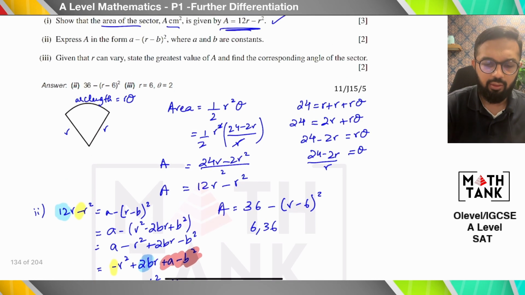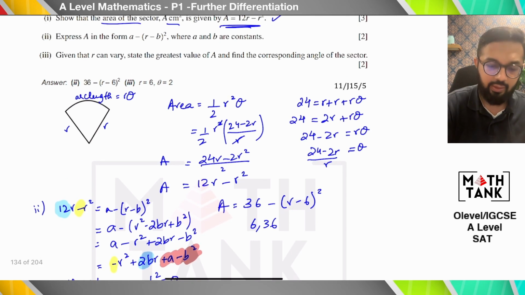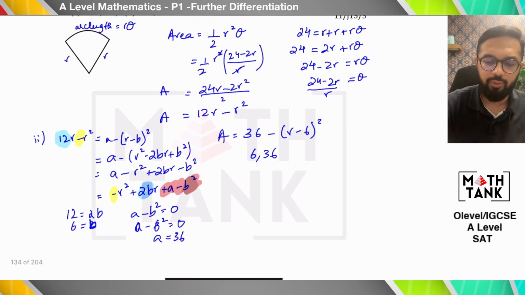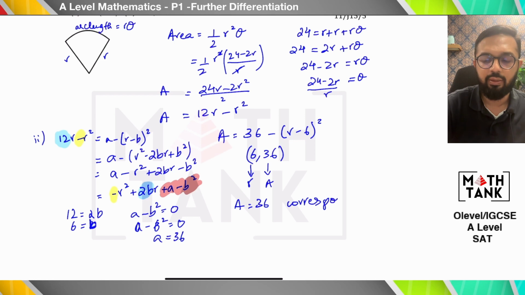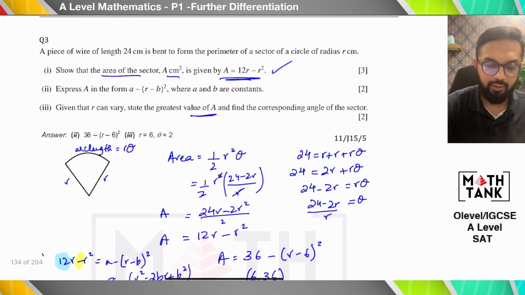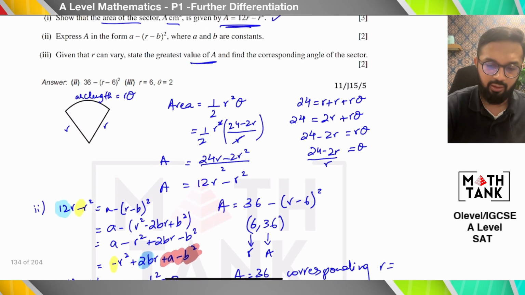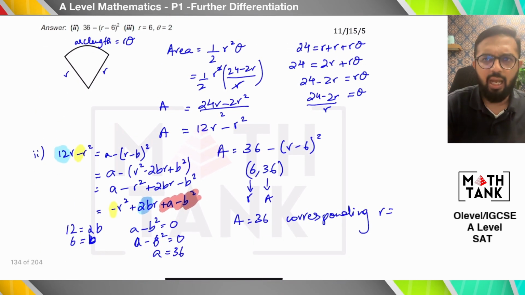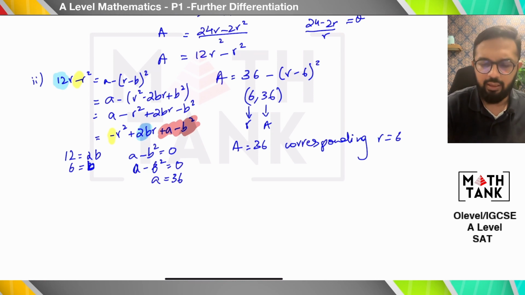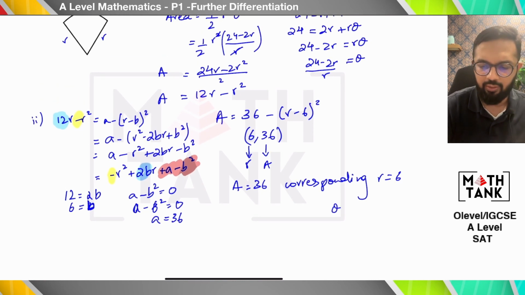If the turning point is 36, then the greatest value of A should also be 36, and this is R and this is A. So the greatest value of A is 36, corresponding R is 6, but it says corresponding angle of the sector. If I have R, I can figure out the angle, right? I have the expression for theta here.